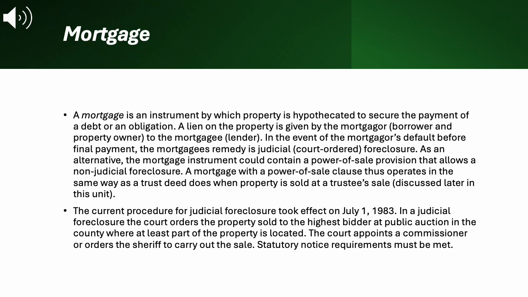The current procedure for judicial foreclosure took effect on July 1, 1983. In a judicial foreclosure, the court orders the property sold to the highest bidder at public auction in the county where at least part of the property is located. The court appoints a commissioner or orders the sheriff to carry out the sale. Statutory notice requirements must be met.